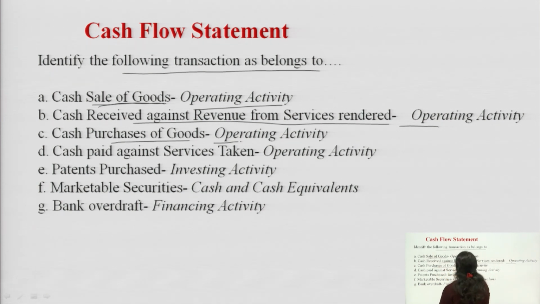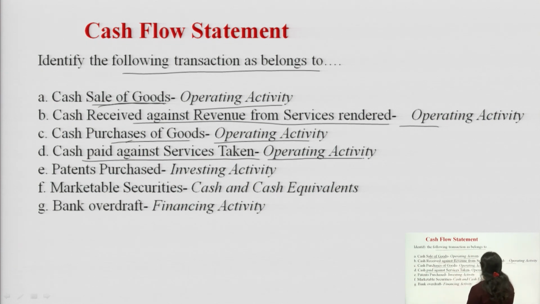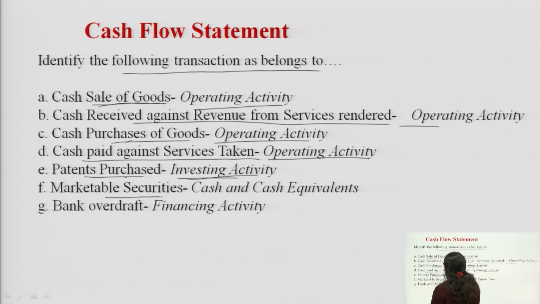Cash purchase of goods will again be in the operating activity, but it is your outflow. Cash paid against the services taken is again an outflow, operating activity. Patents purchased is your investing activity, because you are purchasing intangible assets. In the previous lecture I told you what intangible means. Once you are purchasing goodwill, patents, trademarks, it will be your investing activity. Marketable securities, cash or cash equivalents will be understood as cash and cash equivalents. Bank overdraft is your financing activity.